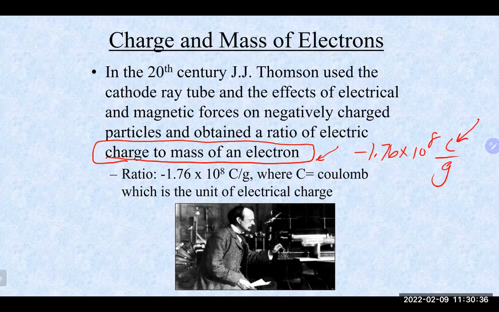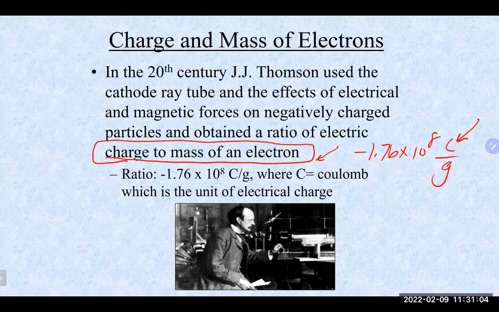A C is a coulomb. It's a unit of electrical charge. And gram is obviously a mass. So that is a charge per mass in terms of units. And this was a really big step forward in understanding some of the properties of electrons. So the first experiment that you should be aware of is Thomson using a CRT tube to figure out the charge to mass of an electron.